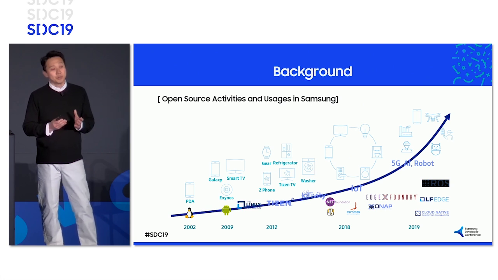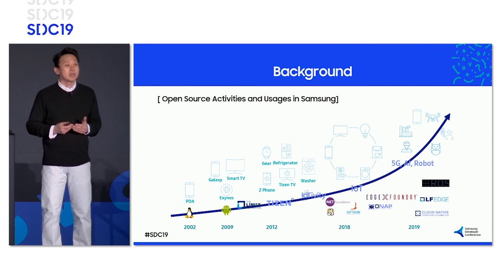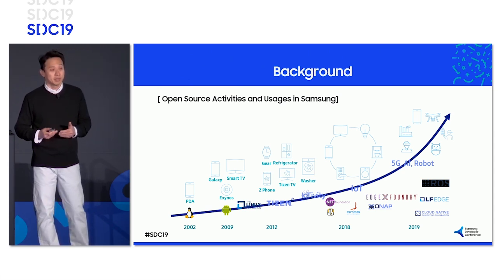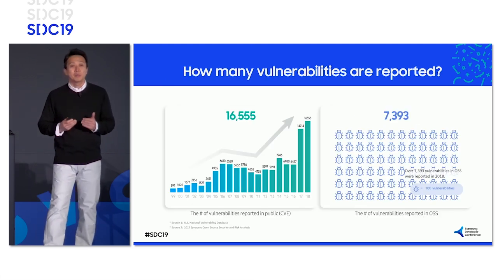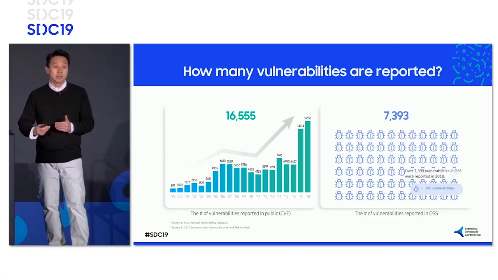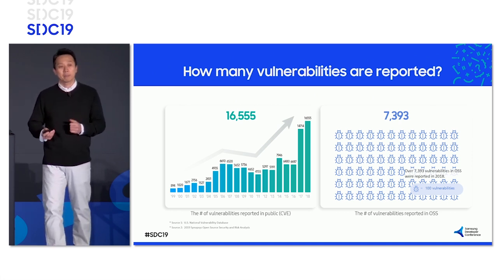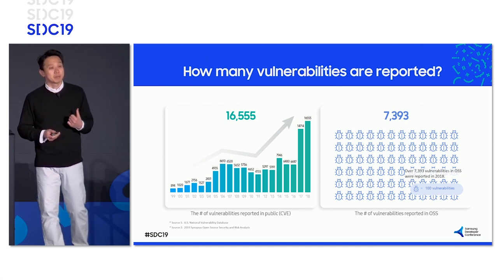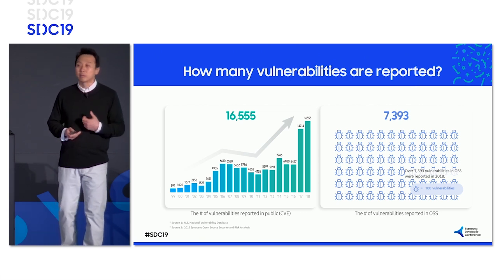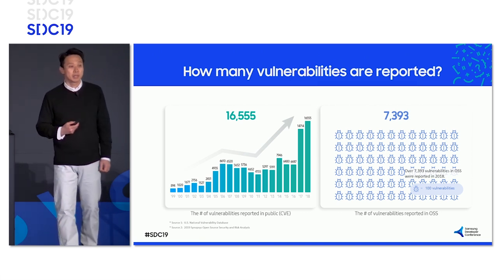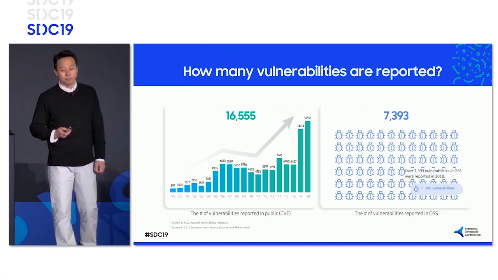Software size is really huge, and open source is actively adopted. In such an environment, what are we facing in the security aspect? There are so many vulnerabilities reported, and the number of reported vulnerabilities is quickly increasing. For example, last year, more than 16,000 vulnerabilities were reported in public, and half of them happened in open source software.